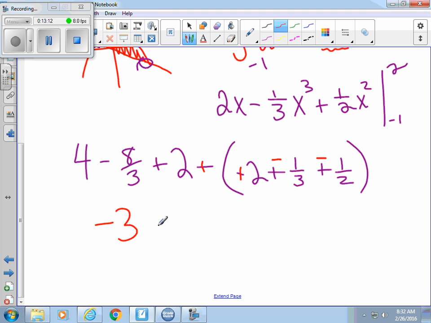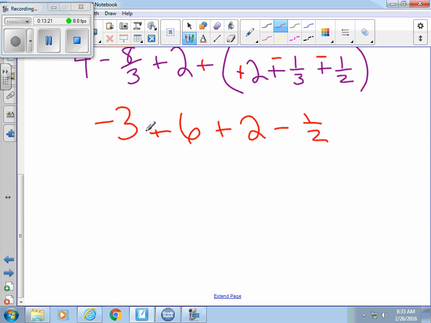4, 5, 6. You can combine these any way you want. Plus 2 minus 1/2. 3, 4, 5 minus 1/2, 4 1/2.